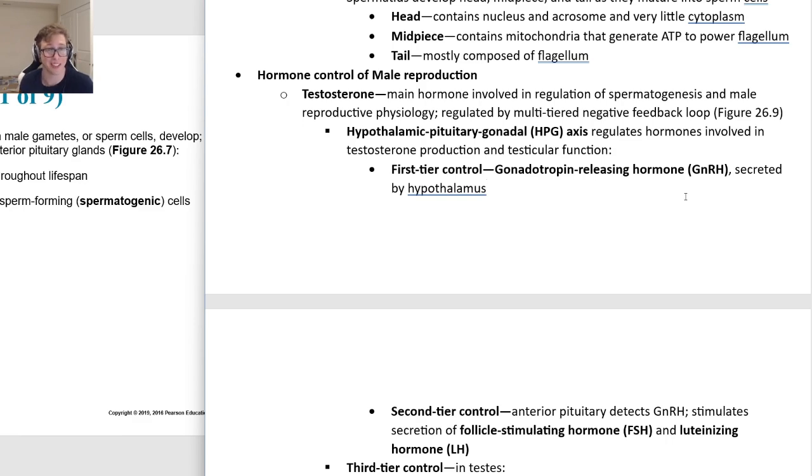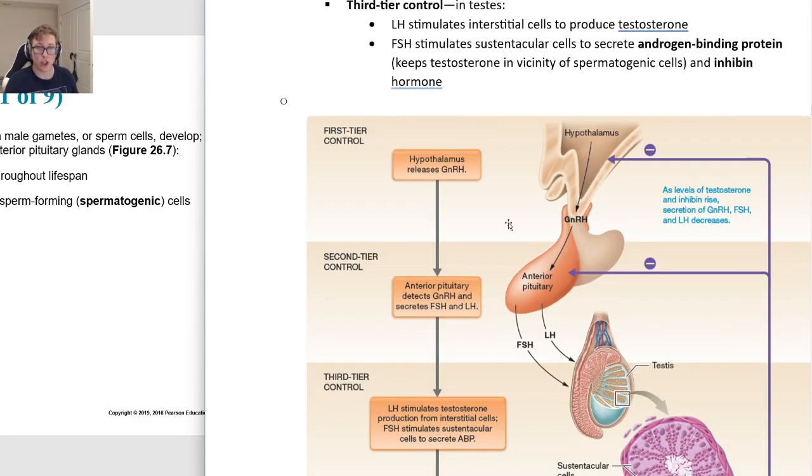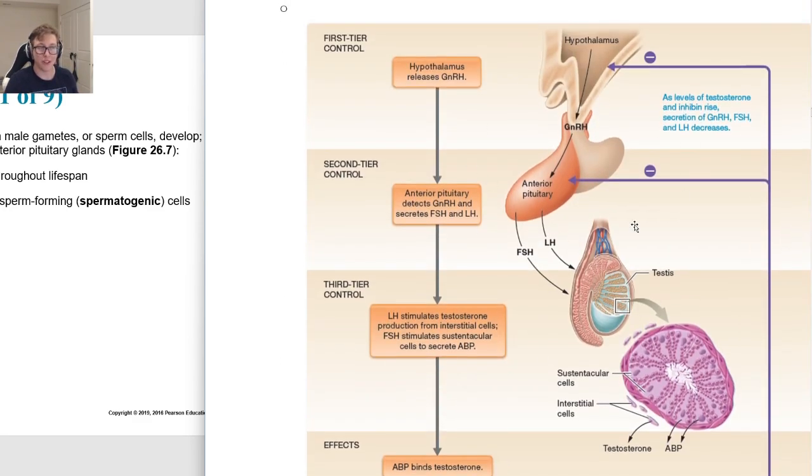Hopefully, you said Leydig cells. Now, there is a chart here, which we're going to talk about and go through, which I'm going to do first, and then I'm actually going to go up because I like pictures a little bit more. You have your first tier control.